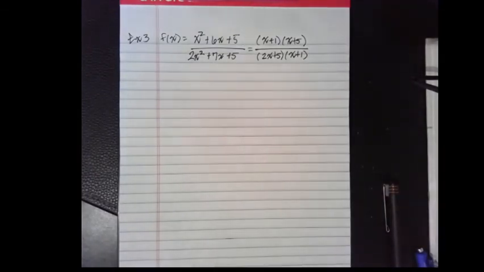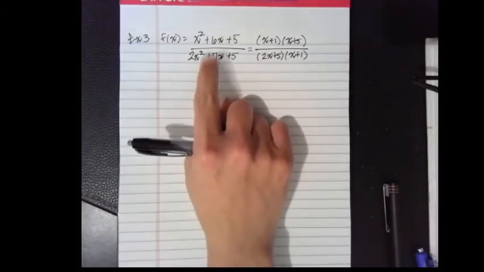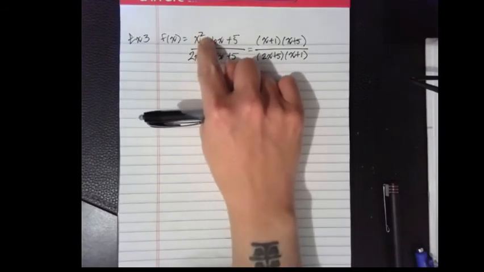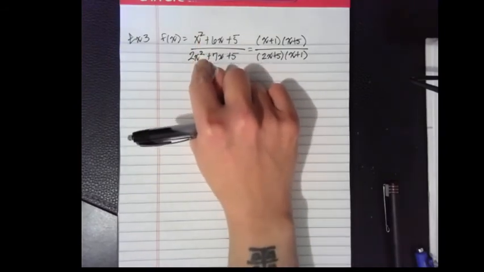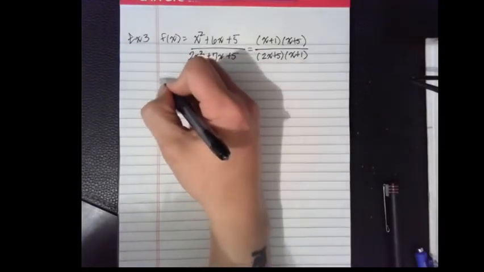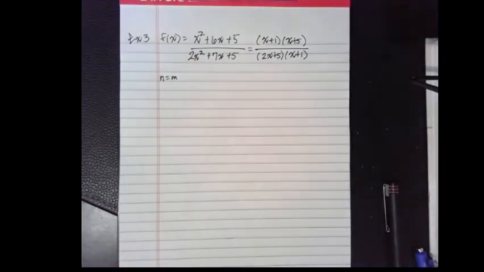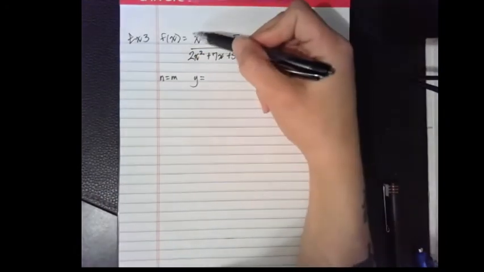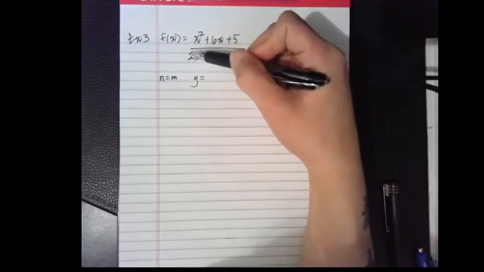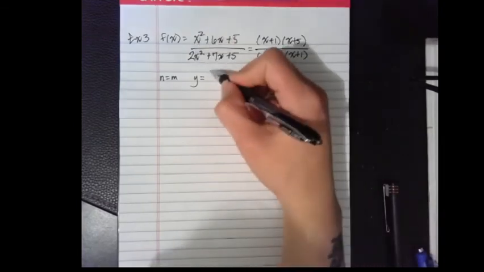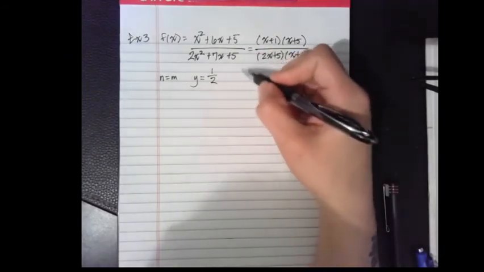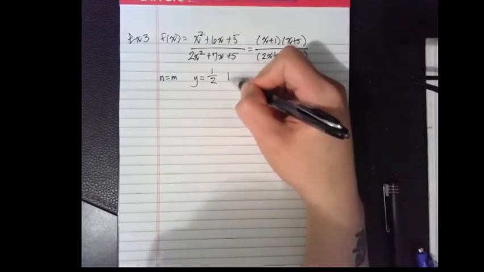So to find my horizontal asymptote, I need to be looking at my unfactored form. So here I've got 2 and 2, so they're both squared. My leading terms are both squared. So I am in this situation of n equals m, and we like n equals m. Just the coefficients. So here I have a coefficient of 1. Here I have a coefficient of 2. So y equals 1/2. Okay, this is my horizontal.